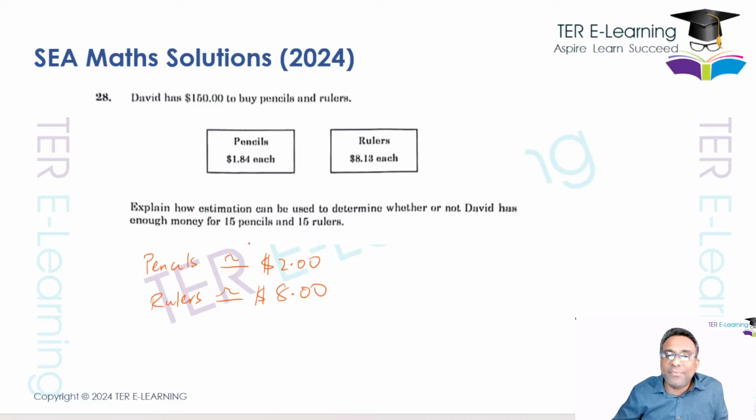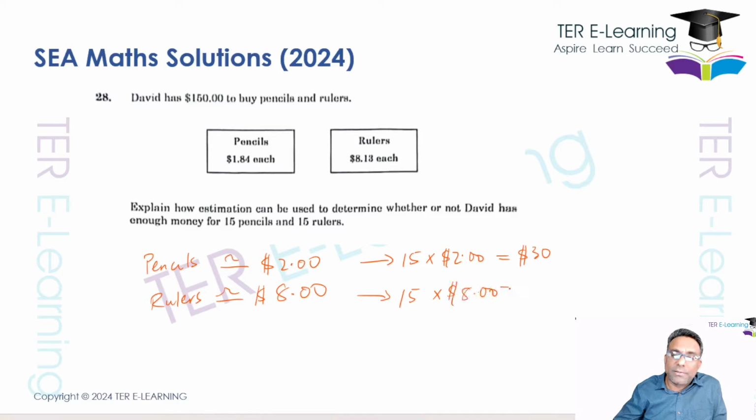You want to buy 15 pencils. So in terms of pencils, we're going to say 15 multiplied by $2, and that gives us $30. That's the estimated cost for purchasing 15 pencils. In the case of the rulers, we have 15 as well, so this is 15 multiplied by $8. We need to multiply 15 by 8: 8 fives are 40, 1 eight is 8, 9, 10, 11, 12, 120. So this here is $120.